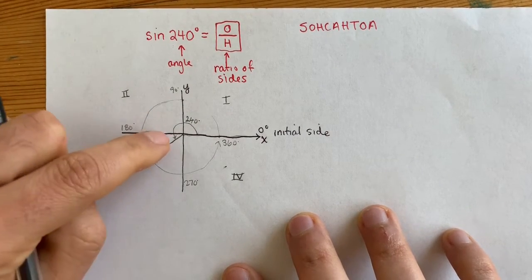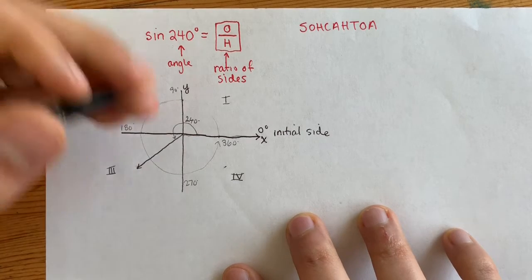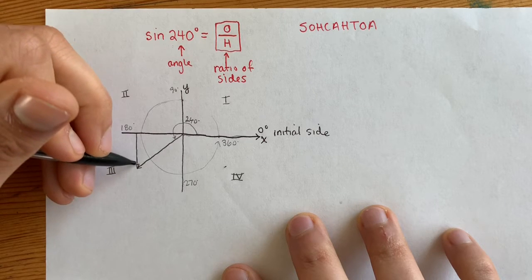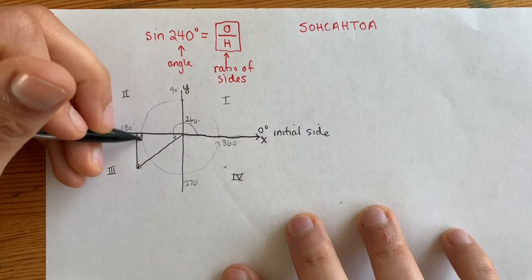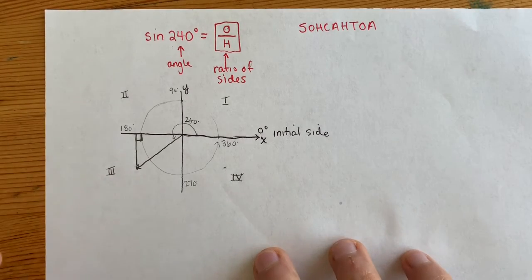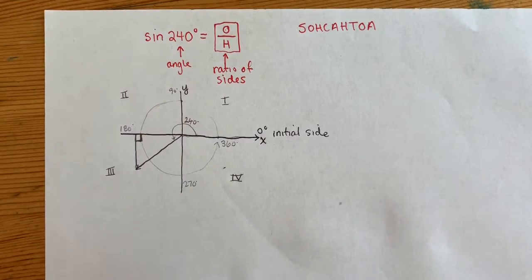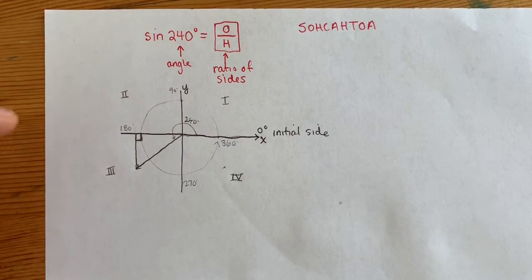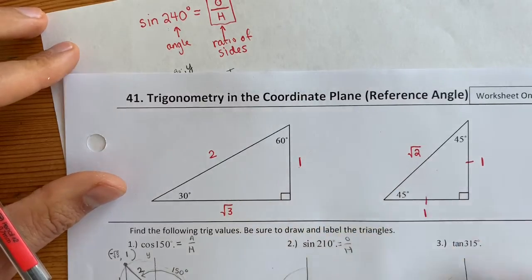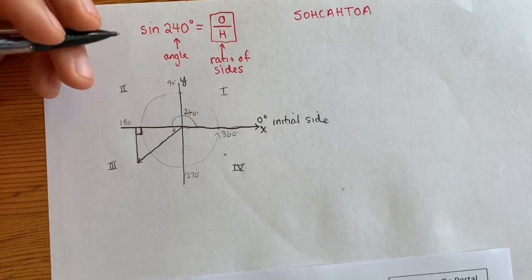Now, I'm going to make this into a triangle by drawing the right angle always on the x-axis. So this 90-degree box is always going to be on the x-axis. And here's a right triangle. This right triangle is always going to be one of these two triangles, either a 30, 60, 90 or a 45, 45, 90 every time. So we need to figure out which one it is.